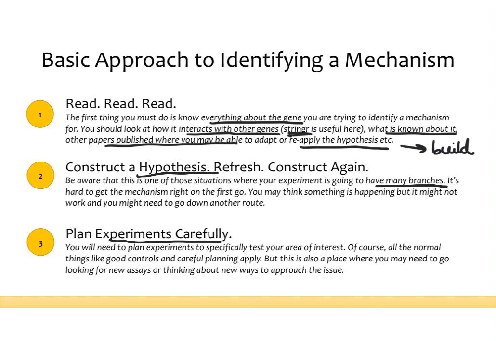So plan the most specific and simple experiment you can to test the area of interest. Try to avoid any detractors, make sure your controls are really, really good, and make sure that you find the appropriate assay. You might need to go looking for a new assay to find the thing you need, but go looking for the assay that really answers your question directly.